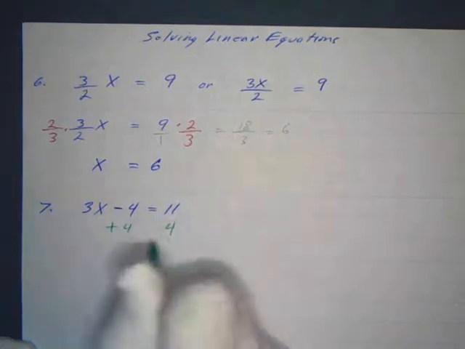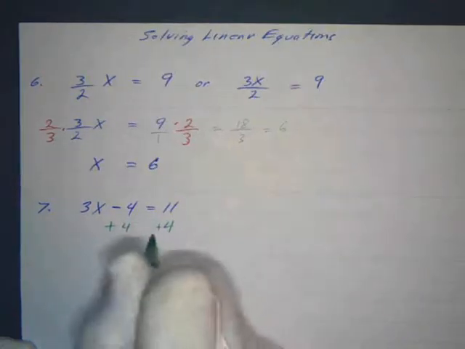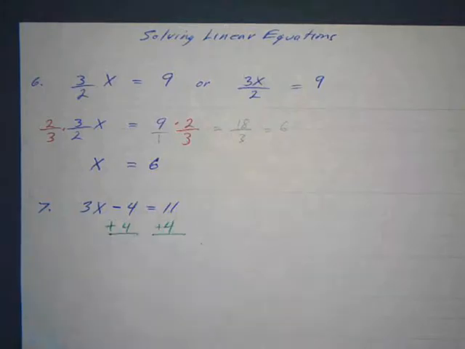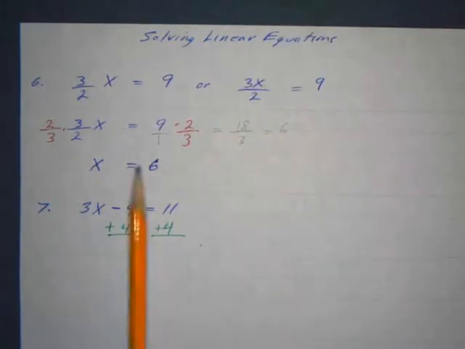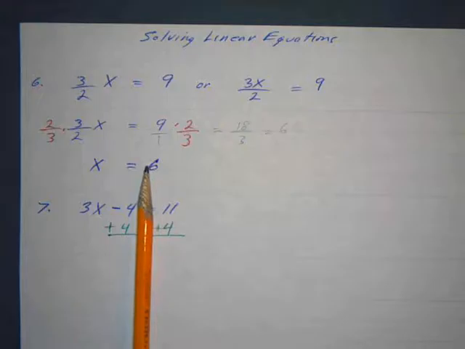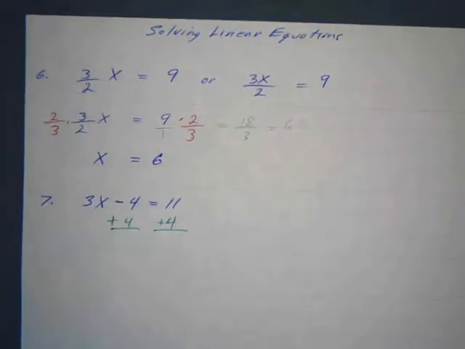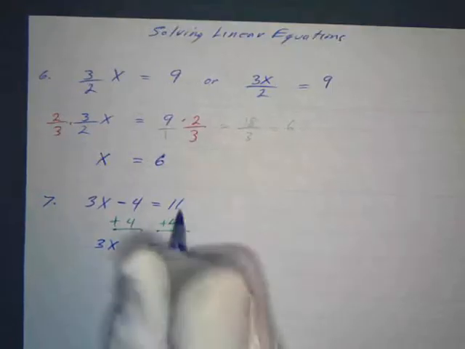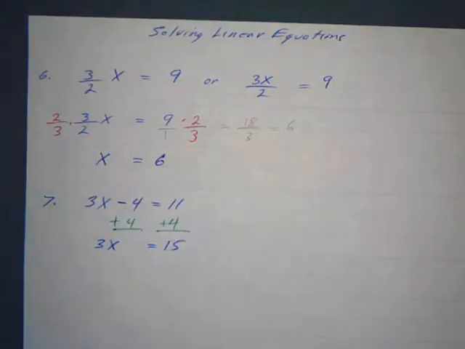Remember, line up your equal signs. And remember, what you do to the left, you do to the right. Okay? Negative 4 plus 4 is 0. 3x plus 0 is 3x. So I just have 3x left on the left. And then 4 plus 11 is equal to 15. Then I've got 3 times x.